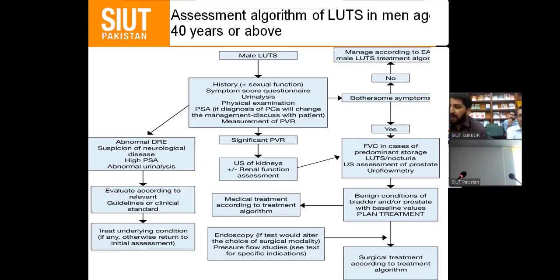If there is an abnormal DRE and a suspicion of neurological disease, high PSA or abnormal urine analysis, then evaluation is according to the relevant guideline or clinical standard for the underlying condition if any, otherwise return to the initial assessment.